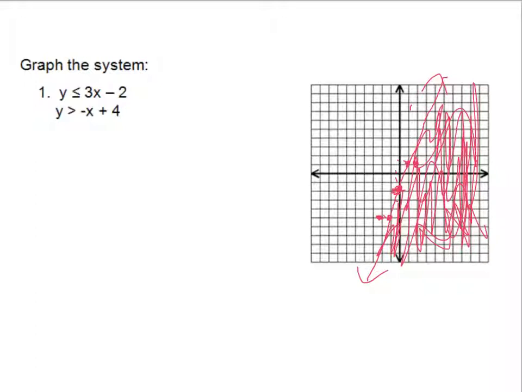Alright, y is greater than negative x plus 4. To graph that line, I'm going to switch colors. I'm going to put my y-intercept at 4. Down 1, right 1, up 1, left 1. My inequality is greater than, there's no equal to, so it's going to be a dotted line. And I'm looking for where it's greater than, so I'm going to shade above the line.